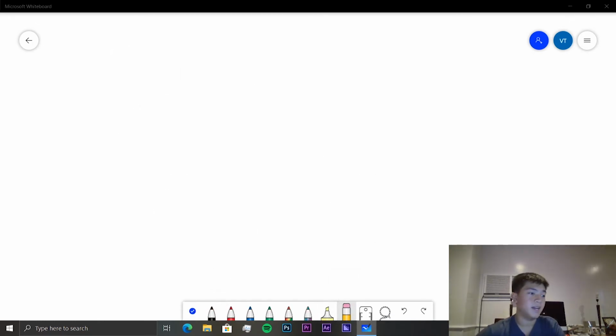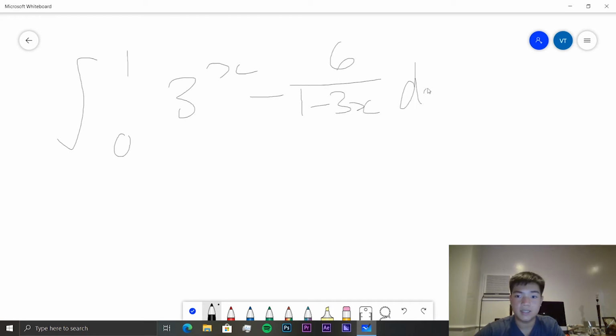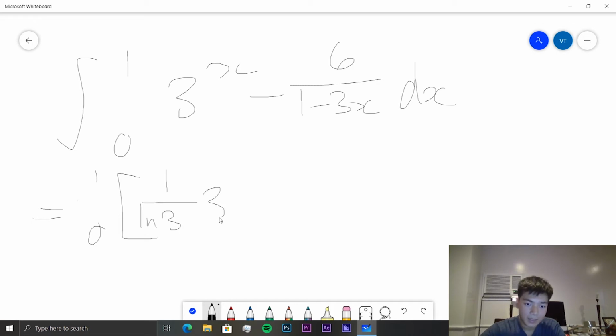So next we have the integral between 0 and 1 of 3 to the x minus 6 over 1 minus 3 to the x dx. So this is equal to, the integral of 3 to the x should be 1 over ln 3, I believe, times 3 to the x. Is this correct? Yeah. Minus, so this would be plus 2 ln|1 minus 3^x|.